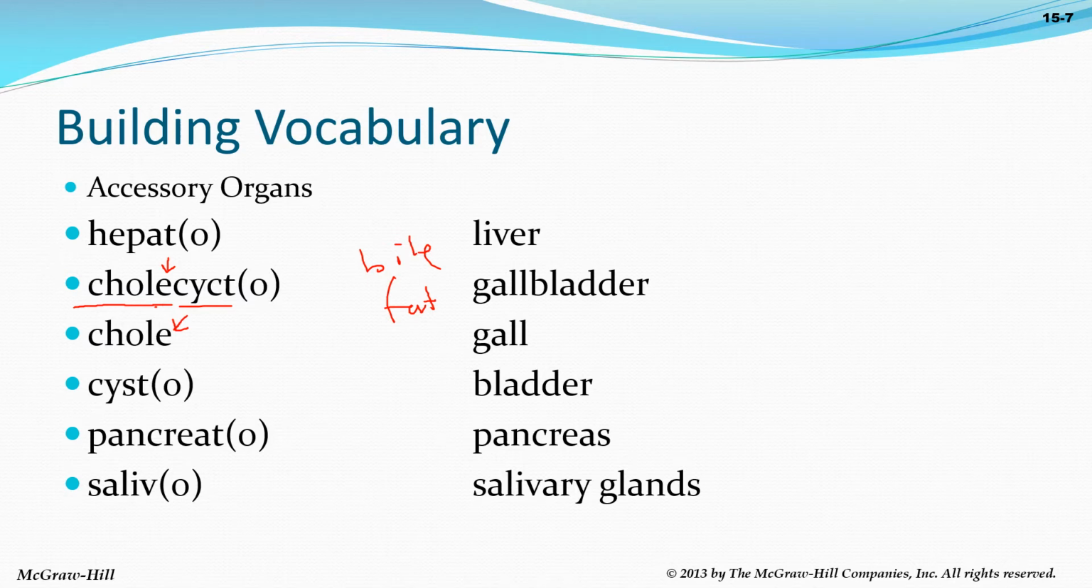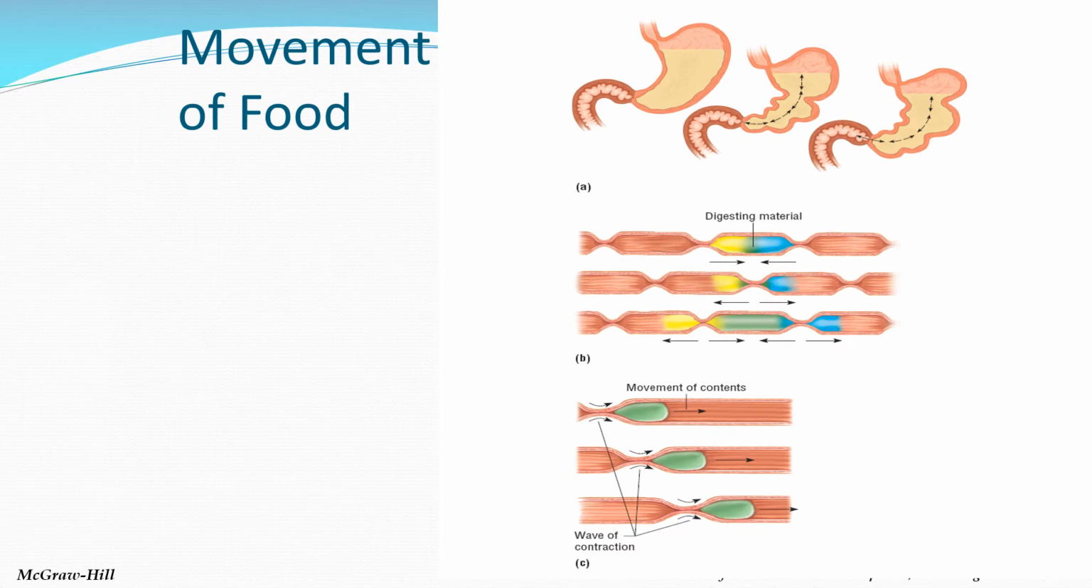Pancreato for pancreas, easy enough. Saliva for saliva. Here is showing the movement. In your stomach, you've got muscles going this way, muscles going that way, all at different angles. The smooth muscle will churn the food. The acidic food is now called chyme before it enters the small intestine.